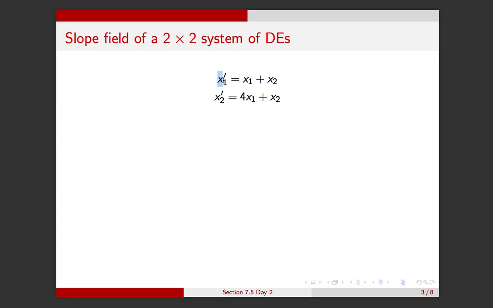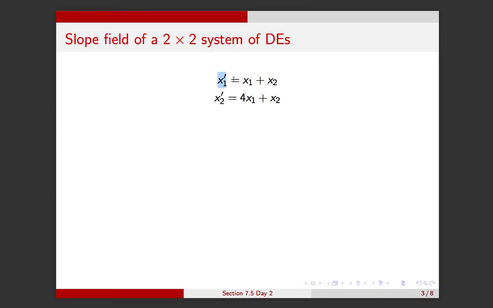So notice this first differential equation. What is it saying? It's saying the slope of x1 is whatever x1 is at that time plus whatever x2 is at that time. Okay? So like x1 prime of t, right? So at time 1, what is the slope of x1 at time 1? It's whatever the value of x1 is at time 1 plus whatever the value of x2 is at time 1. So again, remember, everything here depends on time.